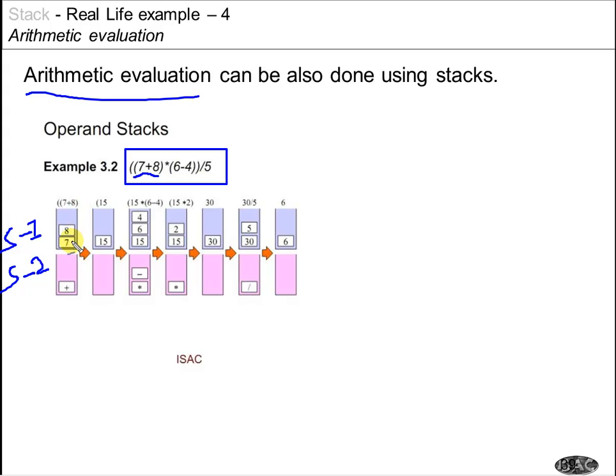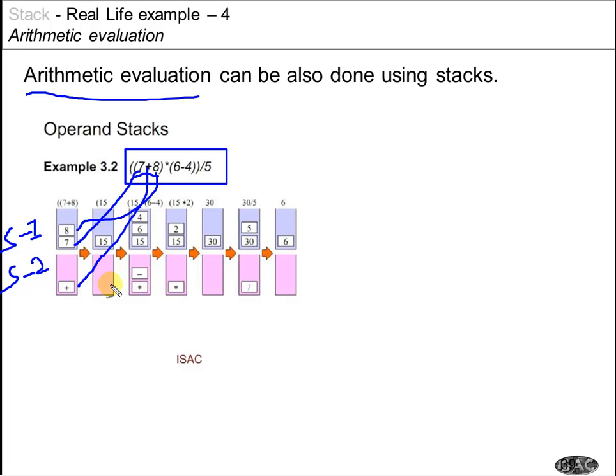So all the numbers will be pushed here, all the operations will be pushed here. First we push 7, then comes plus, so 7 got pushed here, then plus got pushed here, and then 8 got pushed here. Okay. So 7 plus 8 is done like this. Once it is done, the result of these two is here, 15. Now we have the result, 7 plus 8 is 15, and this has disappeared.